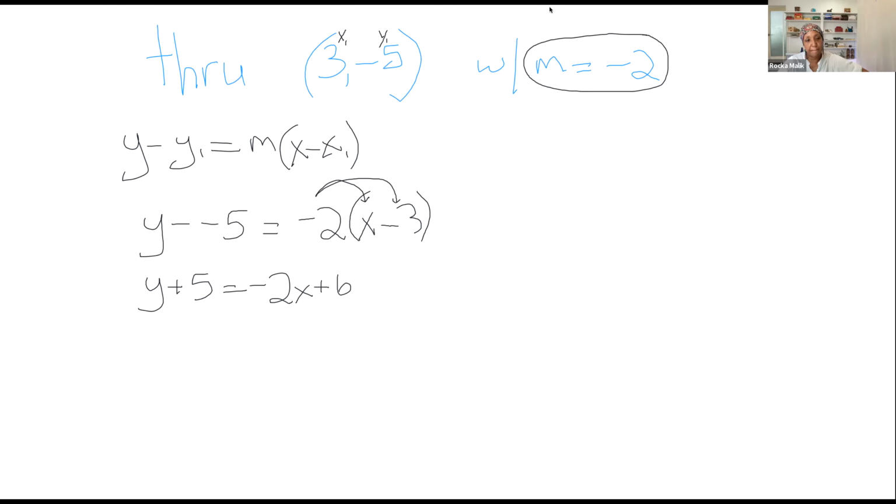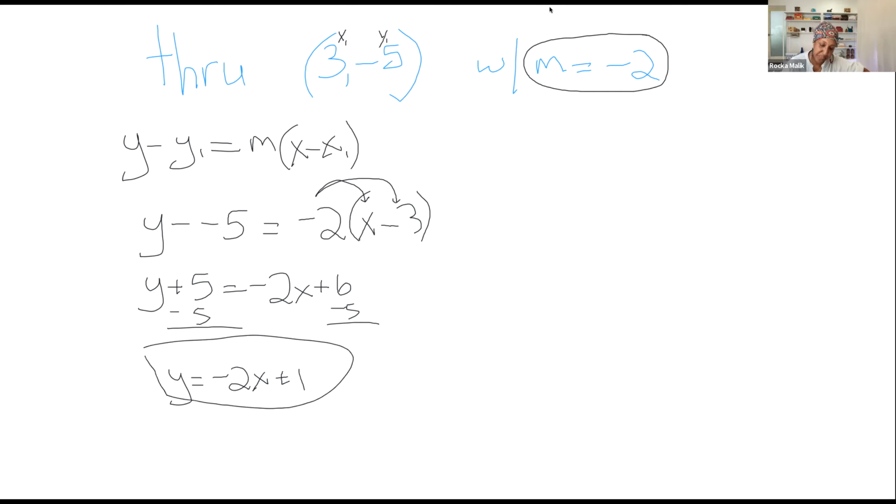And then I put my -5, so I can move the 5 over. Good job, Jose. -2x plus 1. That's the equation of the line that has a slope of -2, and it goes through this point 3 and -5.